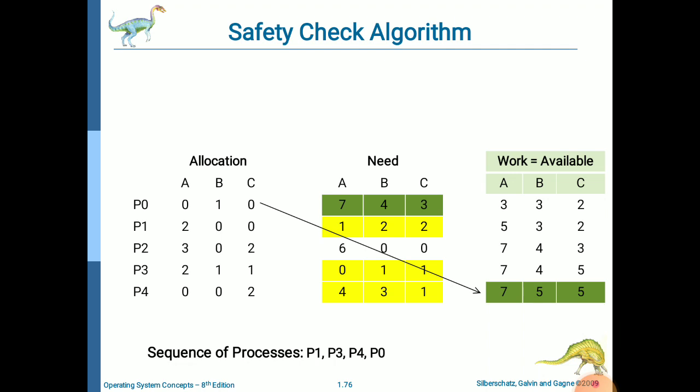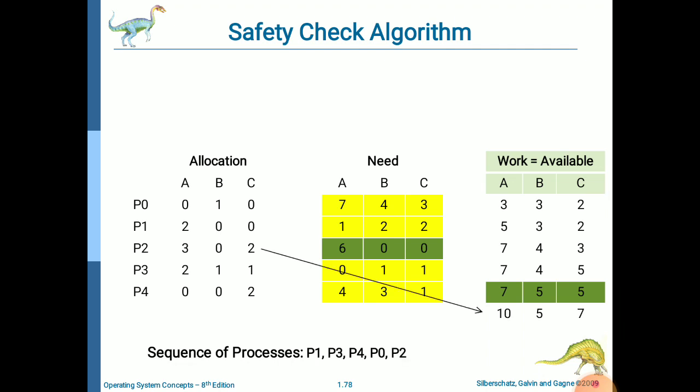Then we'll go for P2. Because it is not executed, we will look at P2, and its need is 6, 0, 0. Now available resources are 7, 5, 5, so it can be executed. It will take the resources back, so that 7 plus 3 is 10, 5 plus 0 is 5, 5 plus 2 is 7.